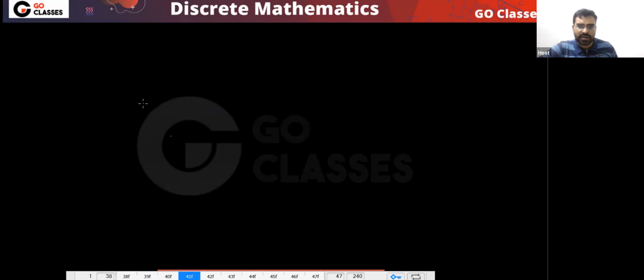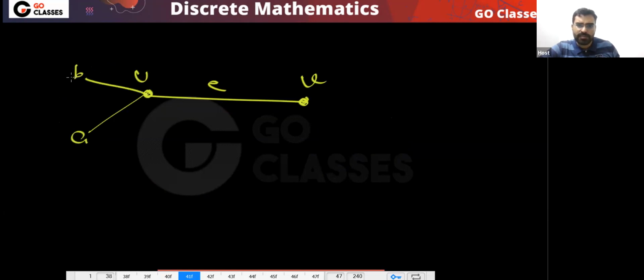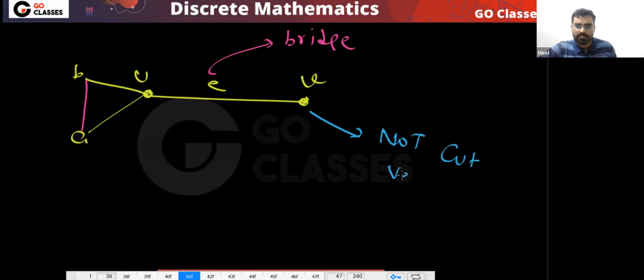Because remember, if its degree is 1, just think about it. Very simple. Let's take this graph. You have a vertex V and a vertex U, and let's assume you have vertex A and vertex B. Now you can notice this edge is a bridge. Can I say this V is a cut vertex? This is not a cut vertex, because if I remove this V, the number of components will not increase. But you can notice that this U is a cut vertex.